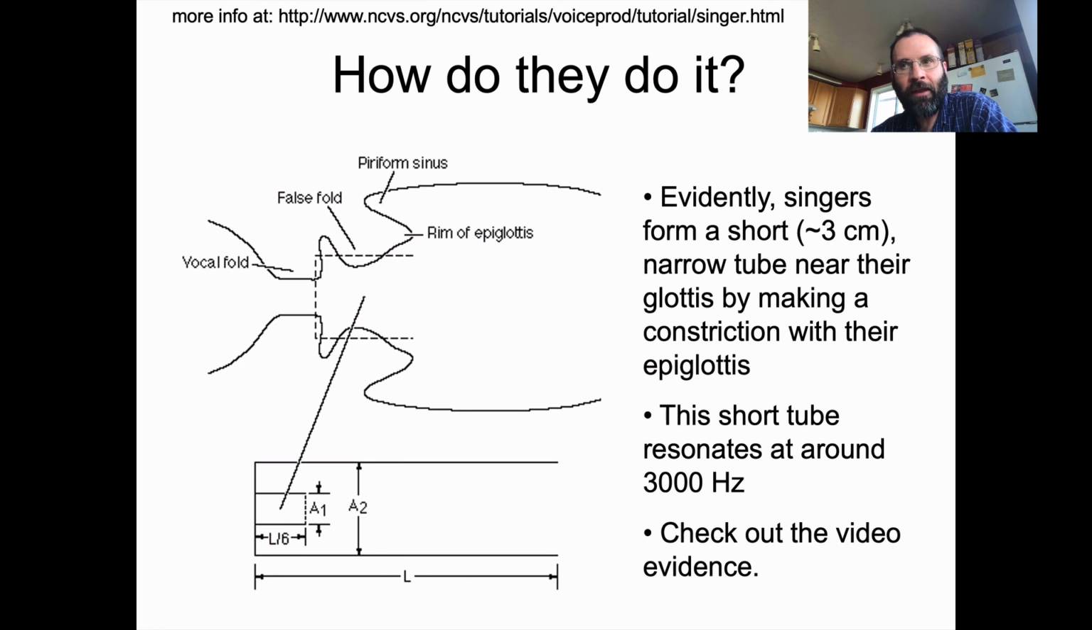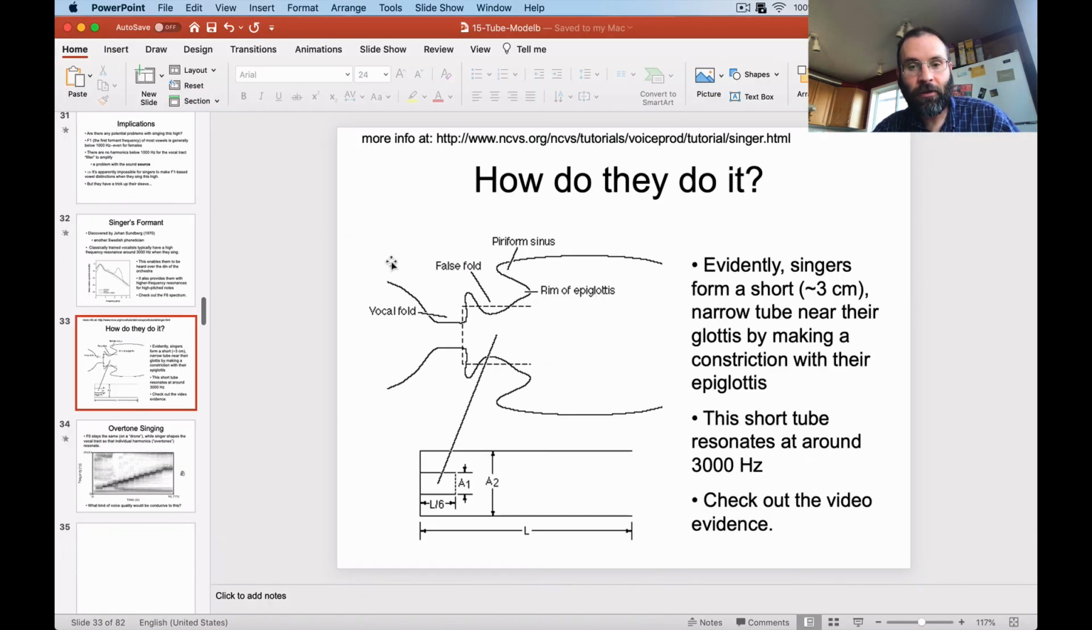you can think of it like this: if an overall vocal tract length of 18 centimeters has an F1 of 500 hertz, and you shorten that by a sixth, so divide 18 by 6, you get 3 centimeters, then your first formant frequency should go up by 6 times, so 500 times 6 is 3000 hertz. And that's how you can get that high singer's formant. Isn't that cool?